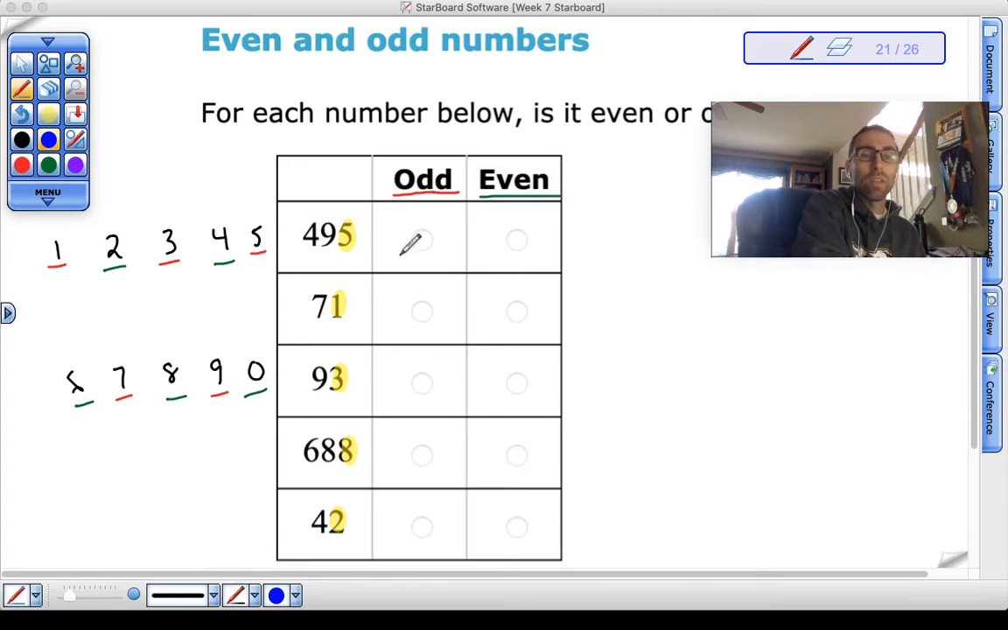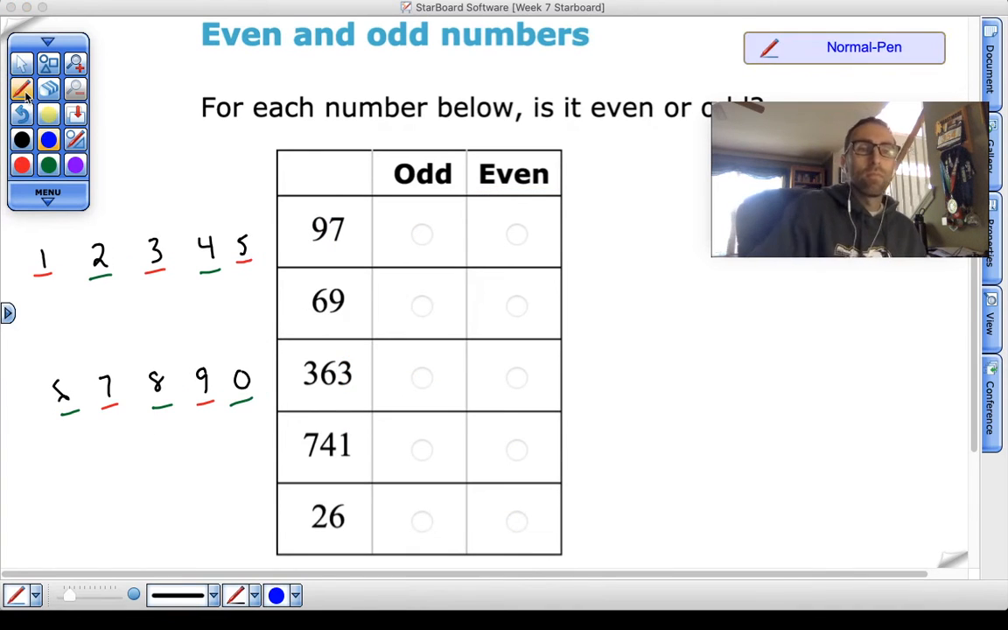So when we look at this, 495, 5 is one of our odd numbers, so I can check that one off. 71, 1 is one of our odd numbers, so that is also going to be odd. 93, 3, it's an odd number, check that one off. 688 ends in 8. It's an even number. And 42, 2 is one of our even numbers. And we're good, just like that.